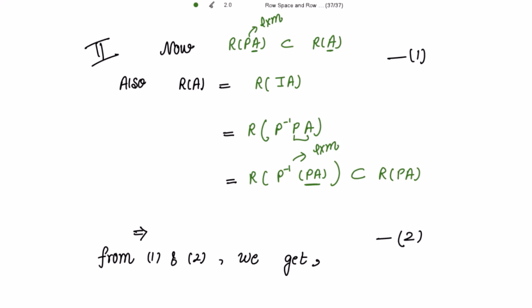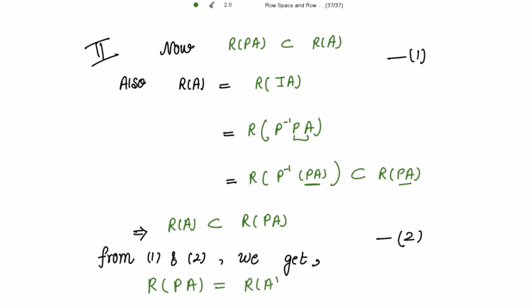So I have used the first result over here, and this implies the row space of A is a subset of the row space of PA. Please mark this as 2. So from 1 and 2 we get that the row space of PA is equal to the row space of A. Hence proved. Thank you.